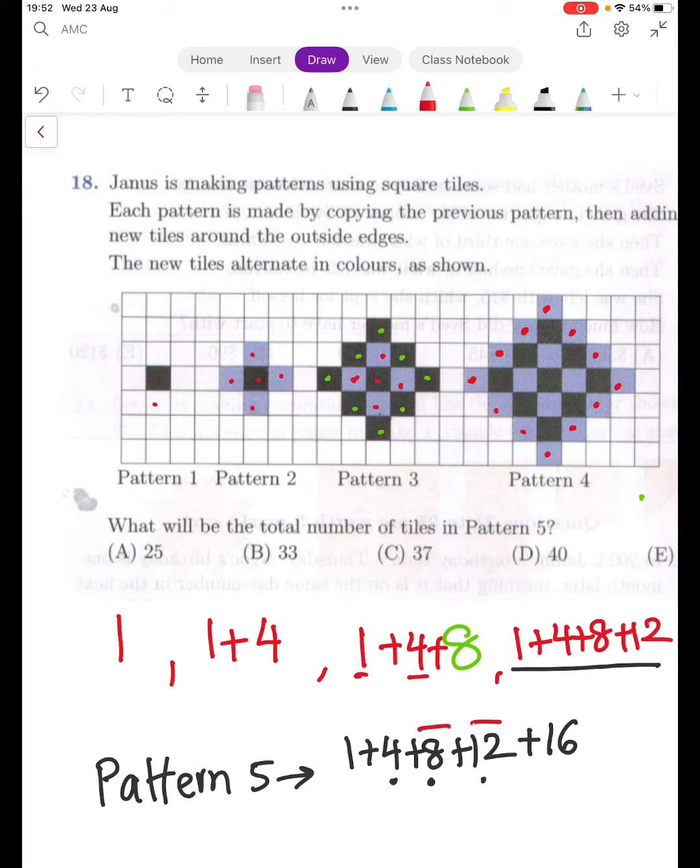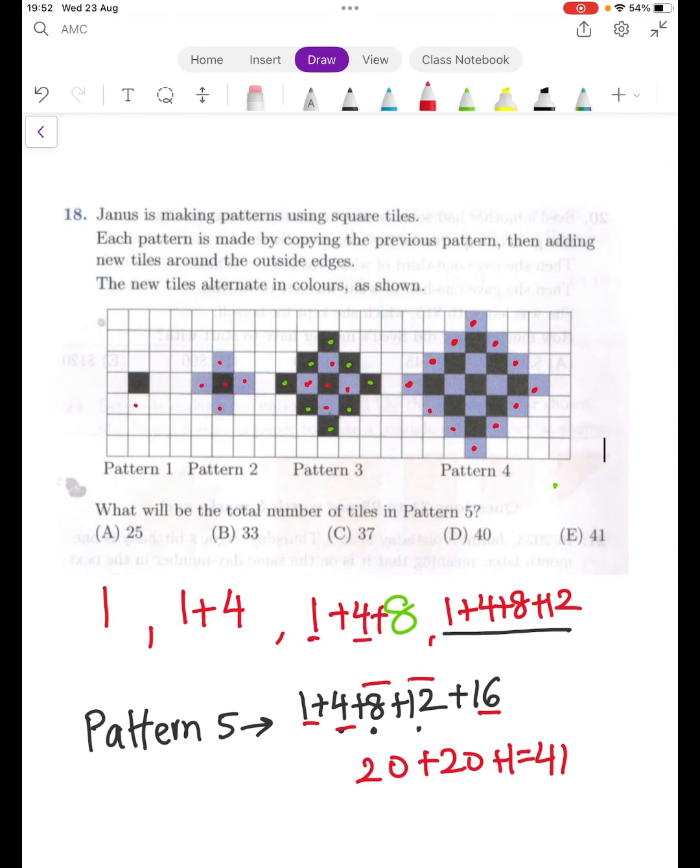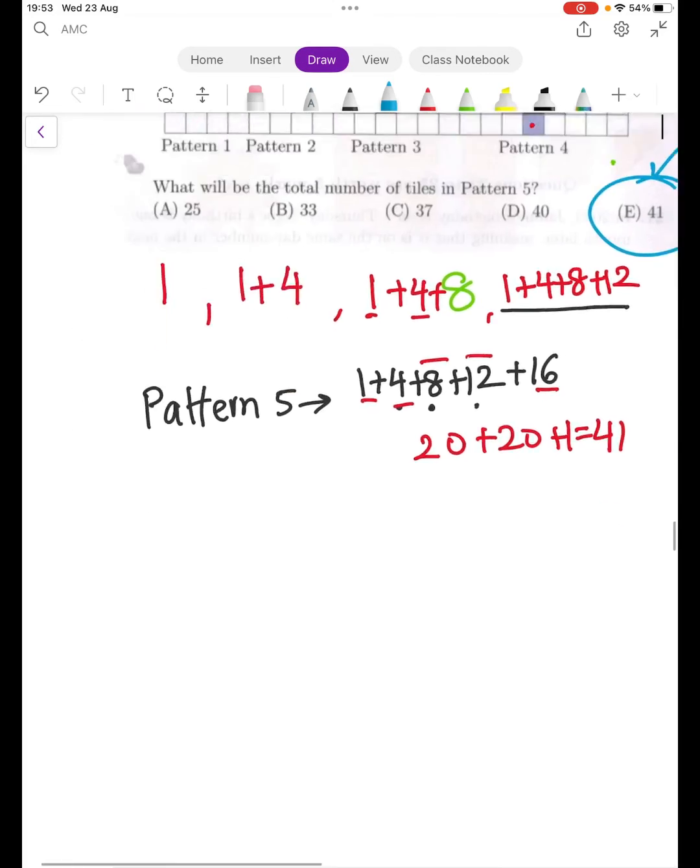And now you can go on and add these. 12 and 8 is 20. 16 and 4 is 20 again. And there's a 1 here. So that's 41. So we have used 2 different methods to find the same answer. The answer is 41. And there are multiple other ways that you can do to find the answer, but you will always get 41.